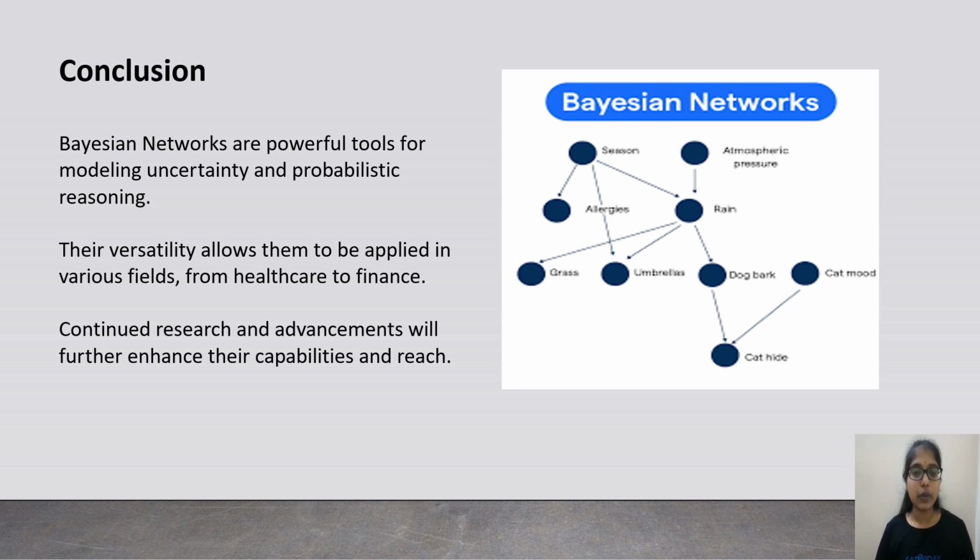Conclusion. Bayesian networks are powerful tools for modeling uncertainty and probabilistic reasoning. Their versatility allows them to be applied in various fields, from healthcare to finance. Continued research and advancements will further enhance their capabilities and reach.